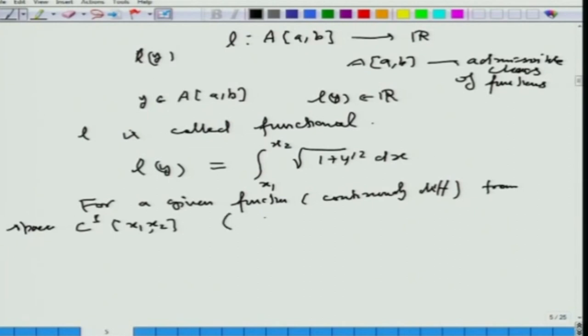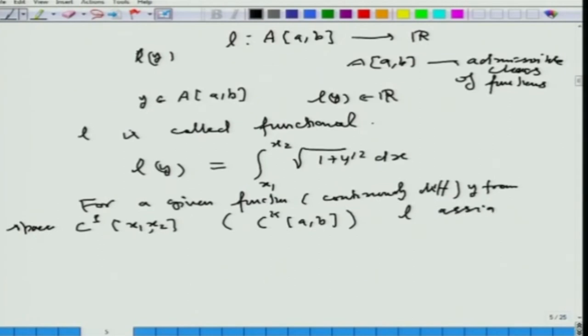Usually we will consider C k [a, b], k being a non-negative integer, which will denote the space of all continuous functions whose kth derivative is continuous. For k equal to 1, we will call it C 1 [x 1, x 2], and the values are real numbers. We are considering only real valued functions here, and an element here will be called an admissible function. So, here a is x 1, b is x 2, and this is the admissible class of functions for this functional L to be defined.